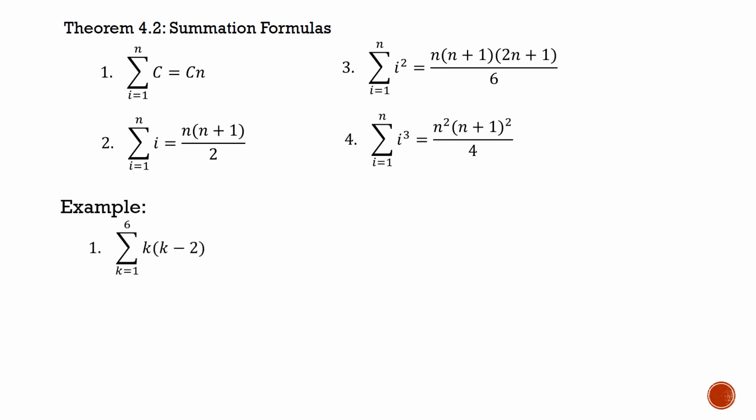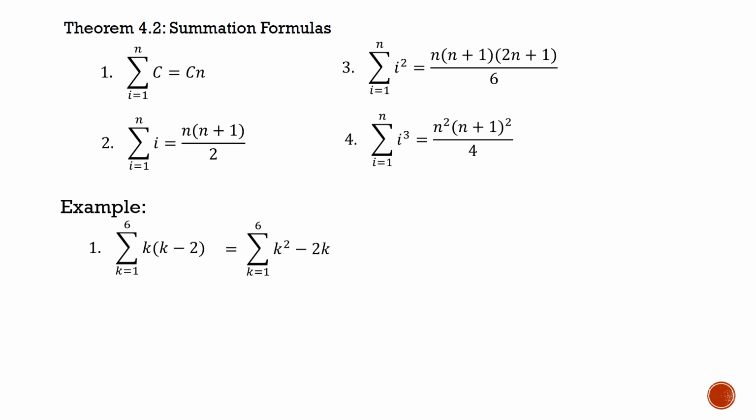So, example number 1. Find the sum as k goes from 1 to 6 of k times (k minus 2). Whether it's k or i, it's interchangeable. In this particular case, I'm going to have to distribute and simplify, and I get k squared minus 2k as k goes from 1 to 6. Now I notice there's a k squared and there's a formula for i squared. I also see there's a 2k. Well, 2 is a constant.